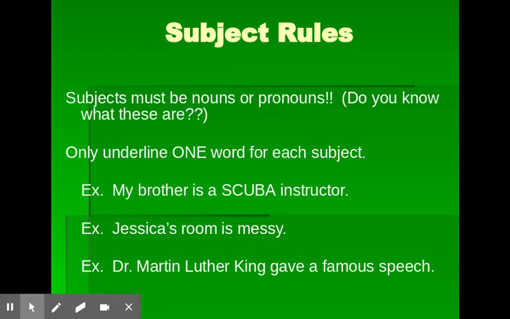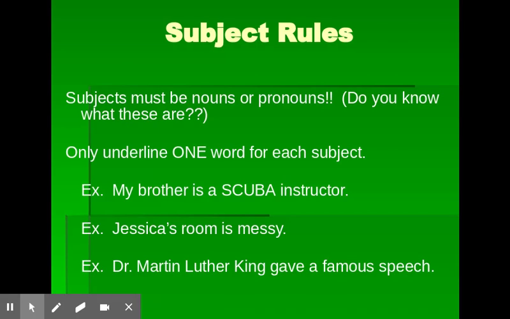We have, my brother is a scuba instructor. Okay. Now, this one does not have an action verb, but again, if we do our time change, doesn't matter. If we change it to yesterday, we would say, yesterday, my brother was a scuba instructor. So we know what our verb is, and that's the word is. And our subject that goes along with is brother. Don't include my. Just try to include, like that second rule says, one word. So we're going to stick with brother.